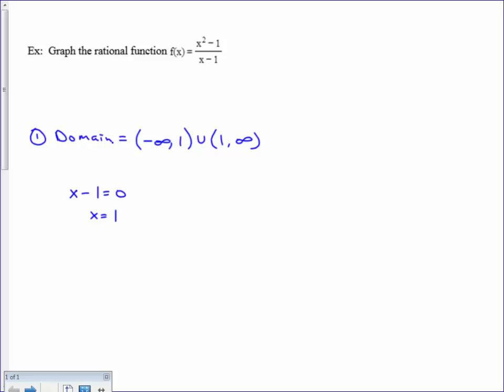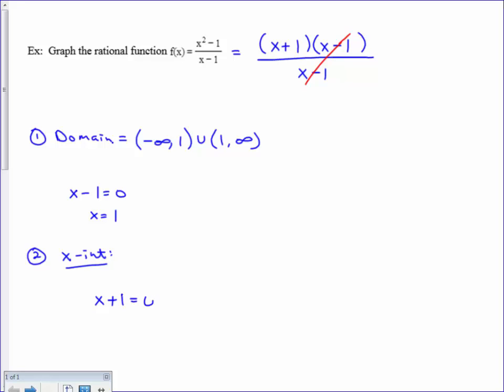As my next step, finding the x-intercept. So number 2, x-intercept. To find this, I know that I need to factor my original function and then cancel anything that would cancel. So the top of this I see does factor because it's the difference of squares. The bottom is already factored. Top is x plus 1, x minus 1. We can see here that those two factors would actually cancel out. So to find my x-intercept, I would want to set the numerator equal to 0, but only the x plus 1 factor. So doing that, I would get x is negative 1. So my x-intercept is negative 1 and 0.